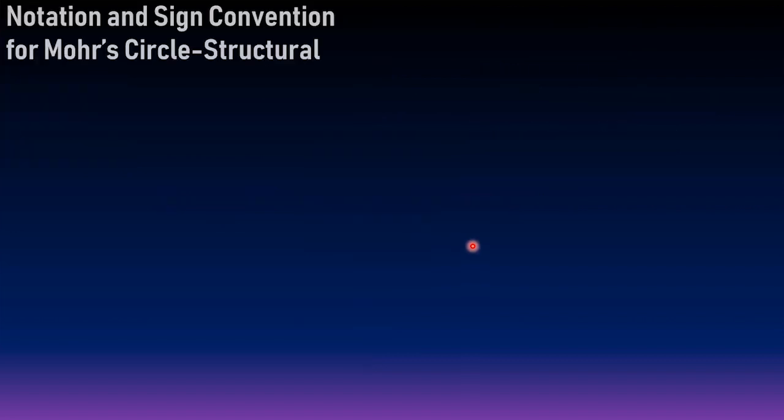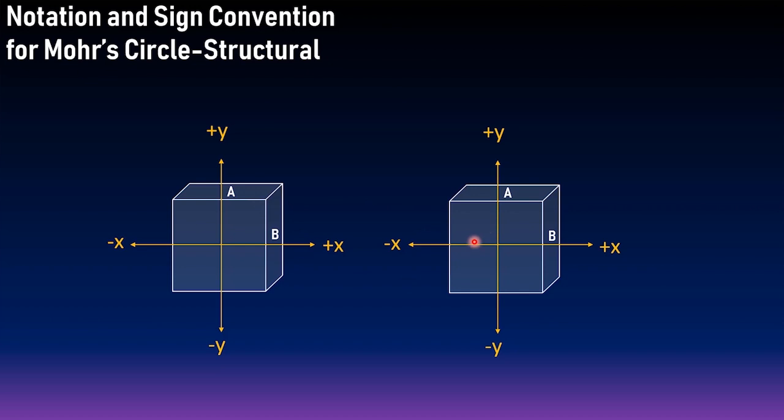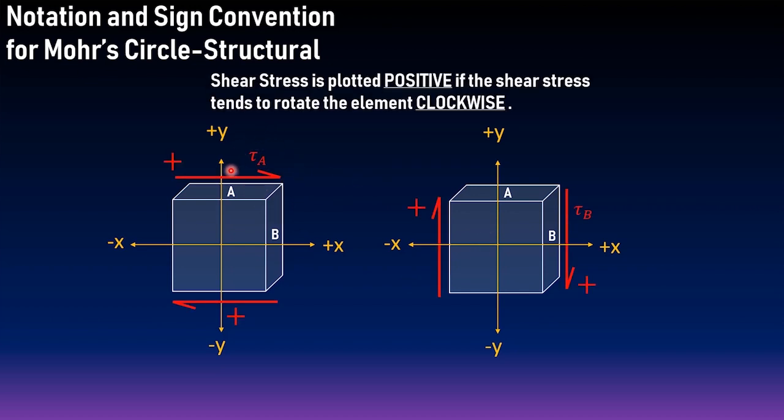And how about for shear? Let's say, for example, these are the stress elements. This is not the formal way of writing the symbol for shear stress, but this is very practical and easy to understand. For notation, this is the lowercase tau, and the subscript tells you which plane it is acting on. So, for example, this shear stress is acting on plane A, that's why I'm going to put tau A over here. Shear stress is plotted positive in the Mohr's Circle if the shear stress tends to rotate the element clockwise. Tau A tends to rotate this one clockwise.